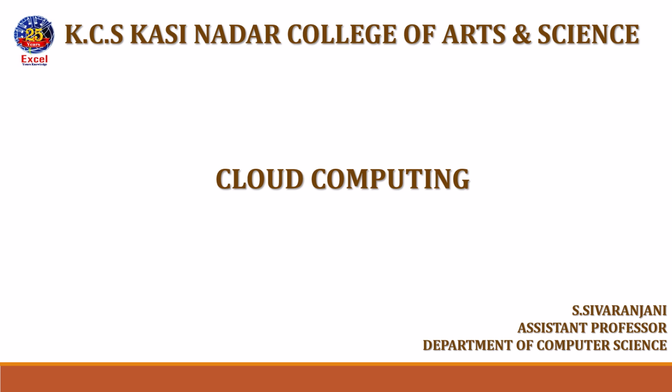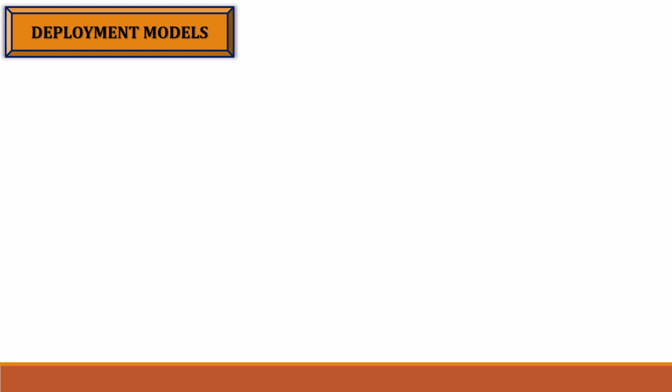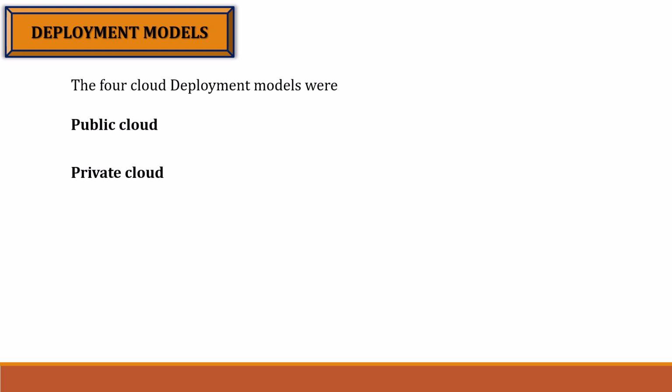So today's topic is cloud computing deployment models. What are the deployment models? There are four cloud deployment models. The first one is public cloud, the second one is private cloud, the third one is hybrid cloud, and the fourth one is community cloud. In the next slides, we'll see what all of these are in detail.